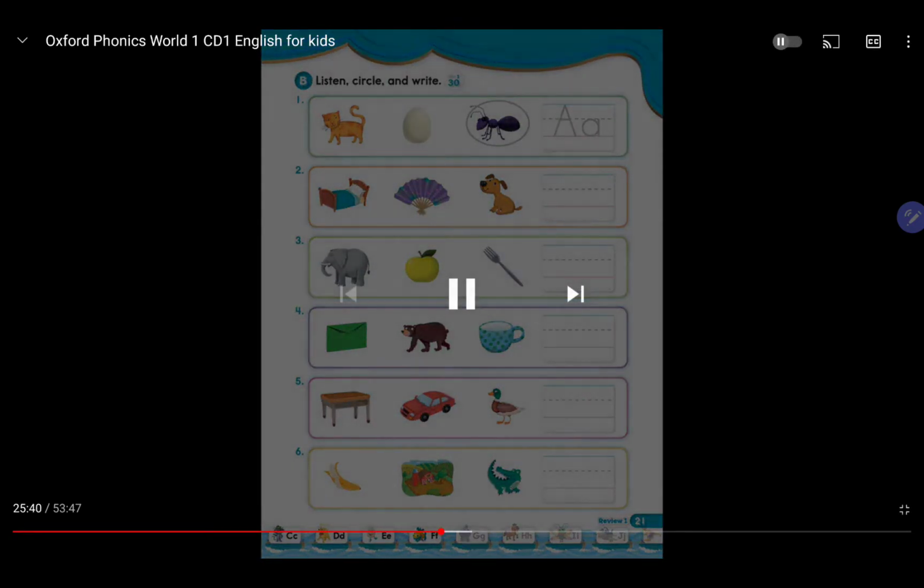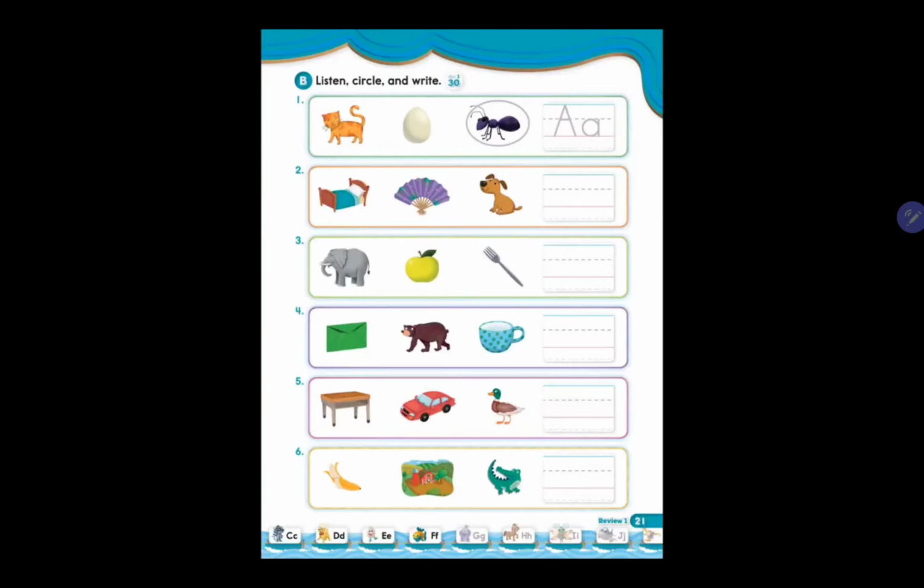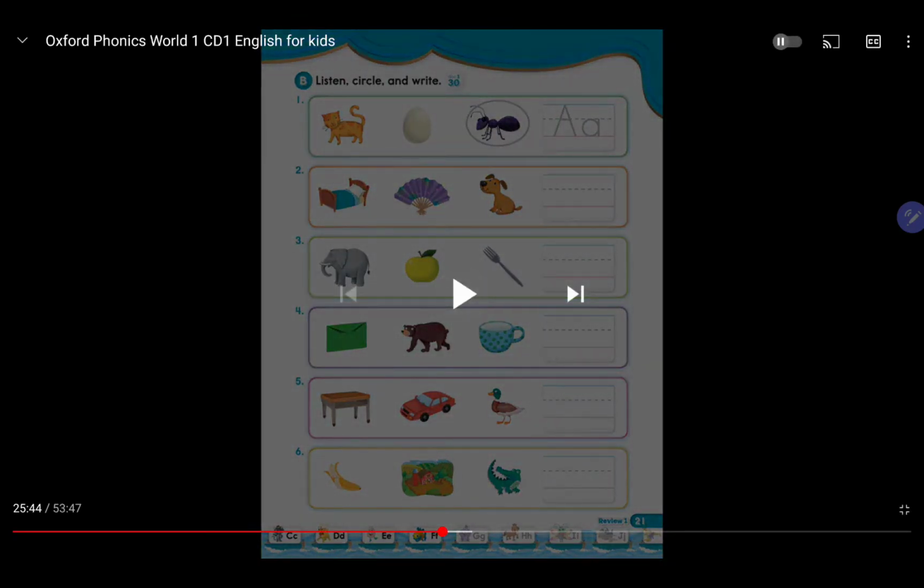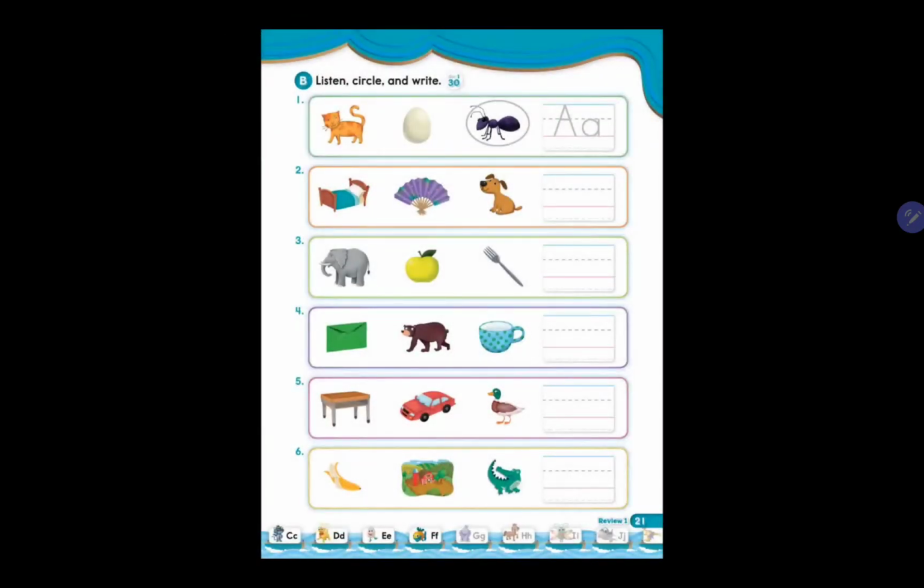5. Duck. Okay, let's do number 5. Duck. Number 5. Where is duck? No. No. Yes. Let's circle duck. With what letter does duck start? A, B, C, D, E, F. Which one? Yes, the letter D. Duck. Let's do the last one, number 6.